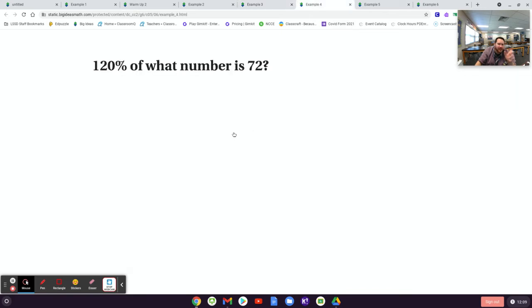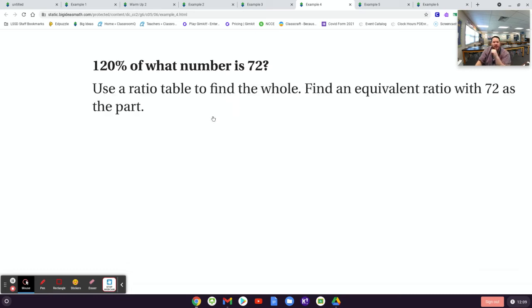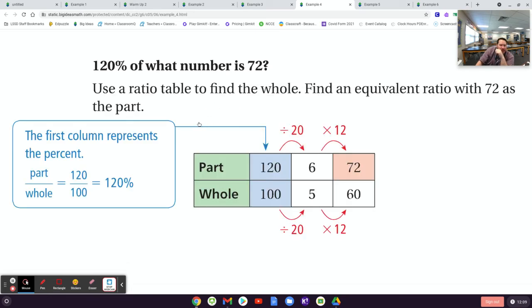Okay, so now this one, we're going to do the same type of problem, but using a ratio table. So 120% of what number is 72? Again, one way to do this is 72 divided by 120%, which we would write as 120 over 100, simplify, and so on. Using a ratio table, though, we're going to start with the percent again. This time it's 120%, so 120 is the part, and the whole is 100. And we're trying to find out what number is 72.